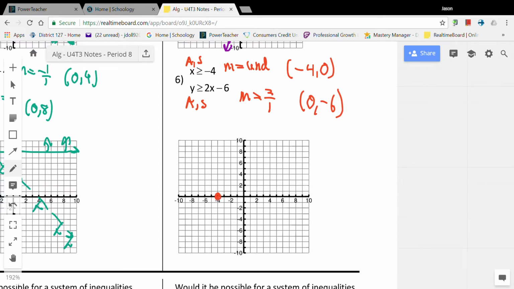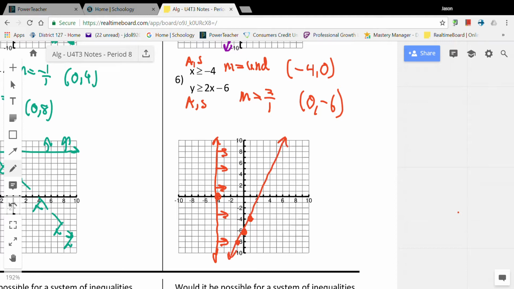So let's graph my vertical line. I go to 0, -4. I graph a solid line. Now, when we think of shading above with the vertical line, that means our solutions are going to the right. So then I'm going to graph this 0, -6 up to right 1, down to left 1, dashed or solid. This one's also solid.